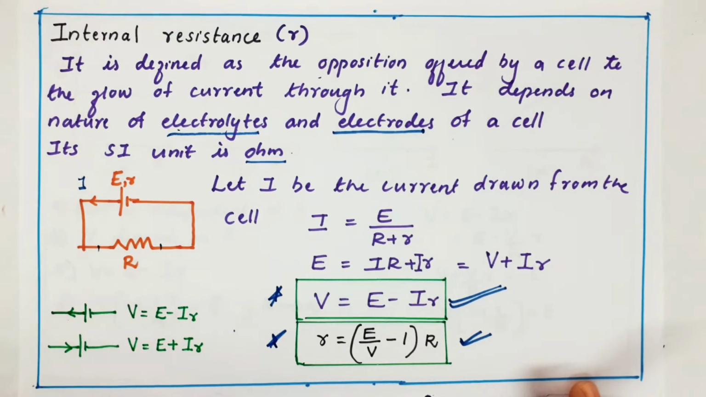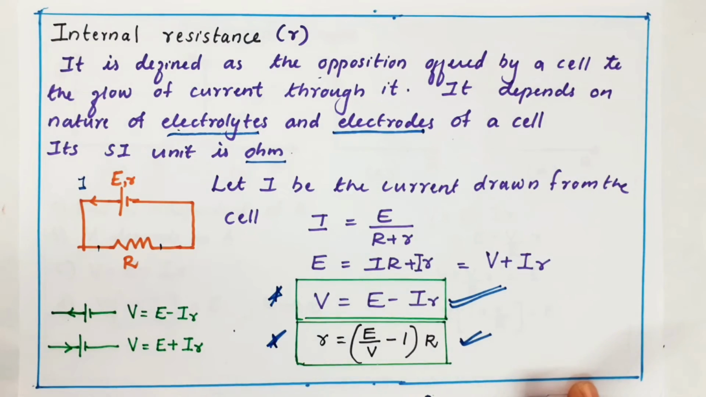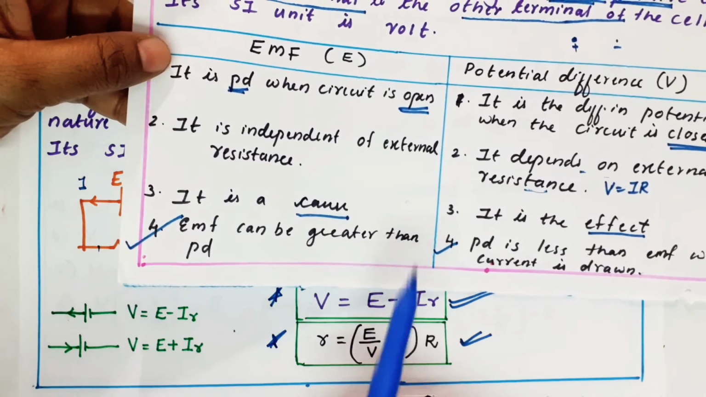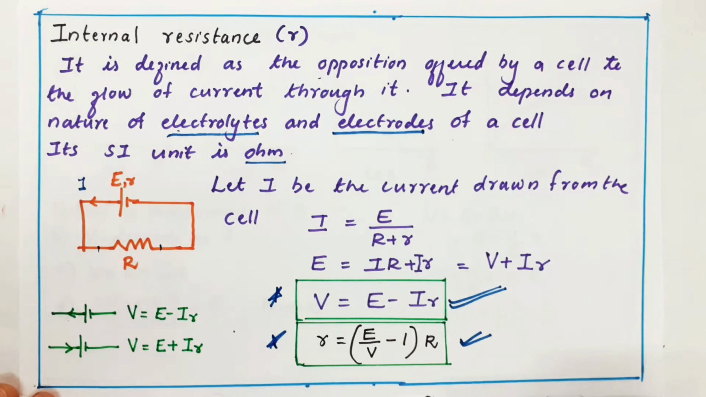But when I told the definition, I told you one thing: the EMF of a cell can be greater than the potential difference. So there are some cases. You see here, V equals E minus Ir means we are drawing the current from the circuit. If we are drawing the current from the circuit, V is equal to E minus Ir.